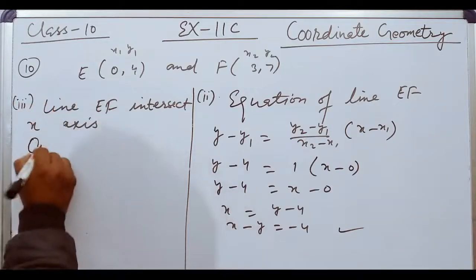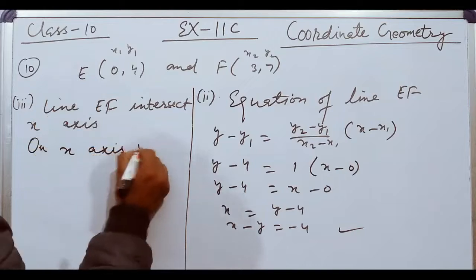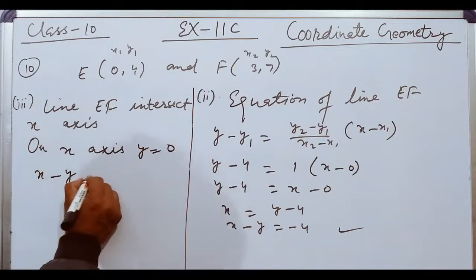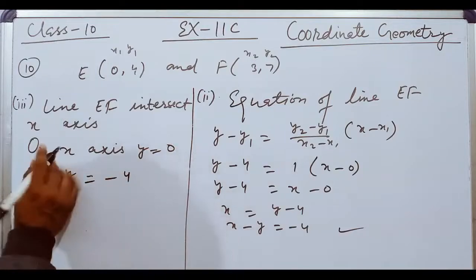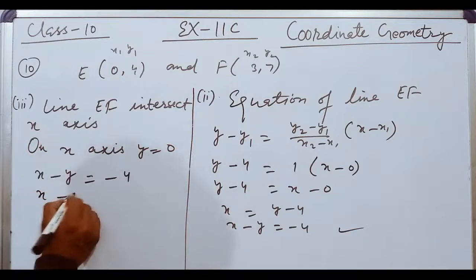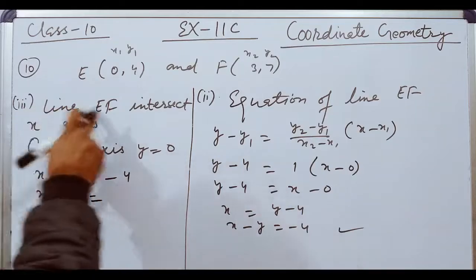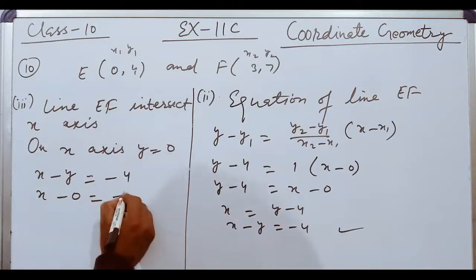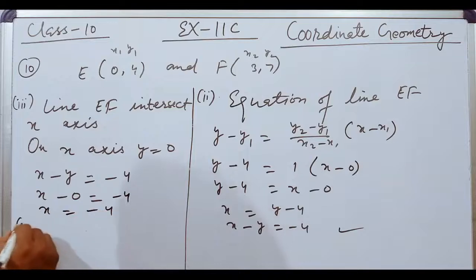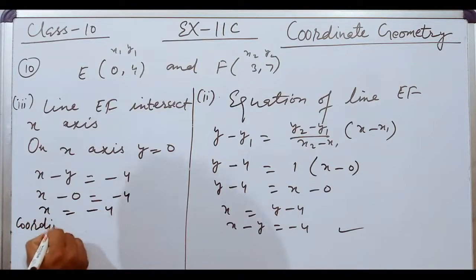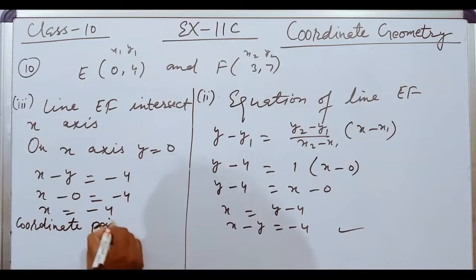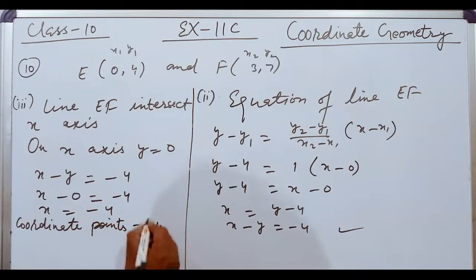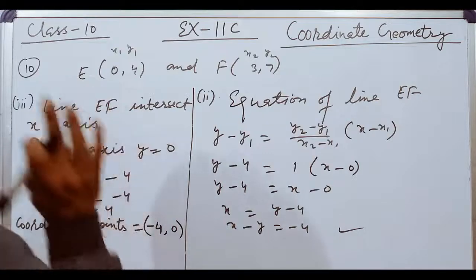On the x-axis y equals 0, so in x minus y equals minus 4, at the place of y we put 0. Why? Because line EF intersects the x-axis, where y equals 0. Then x equals minus 4. The required coordinate point is (-4, 0). These are the coordinates at which EF intersects the x-axis.